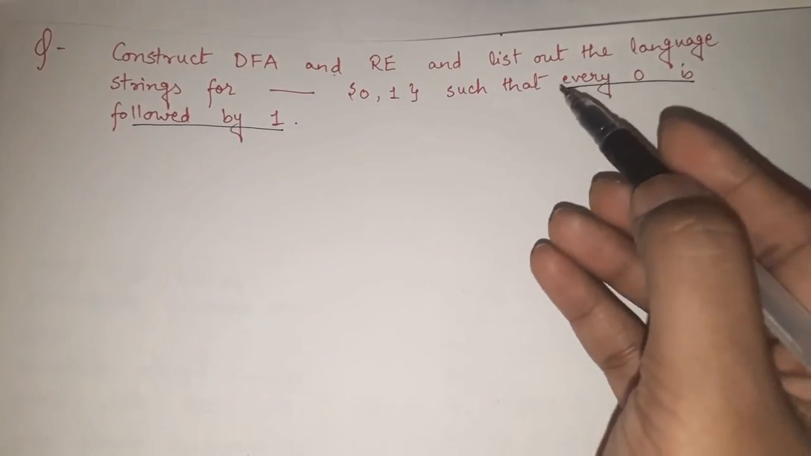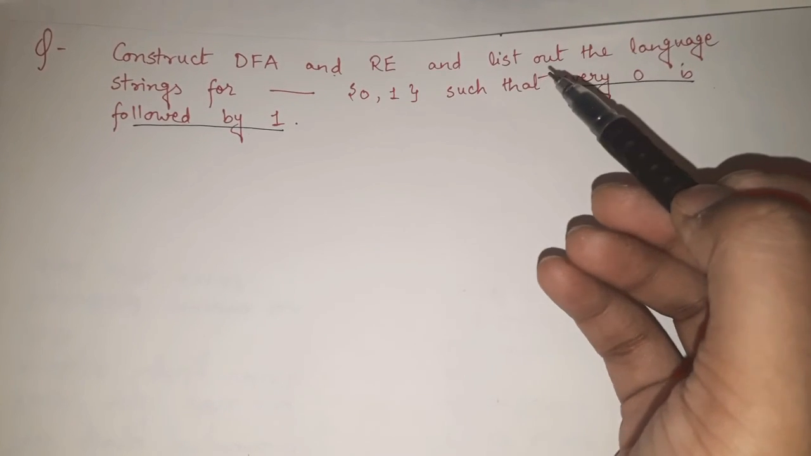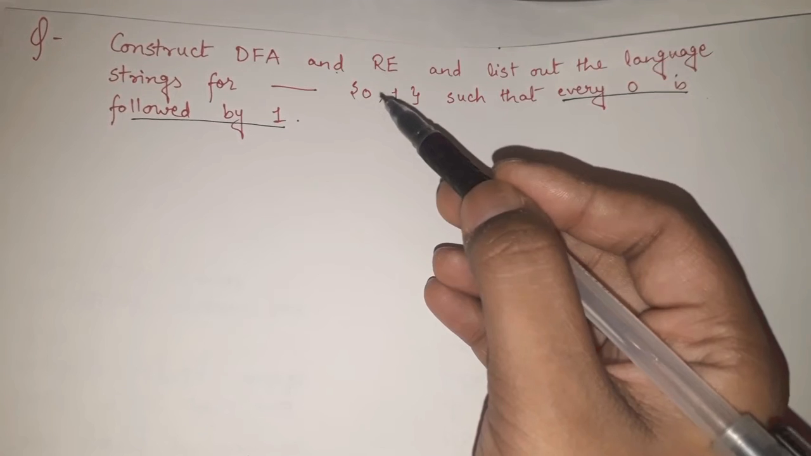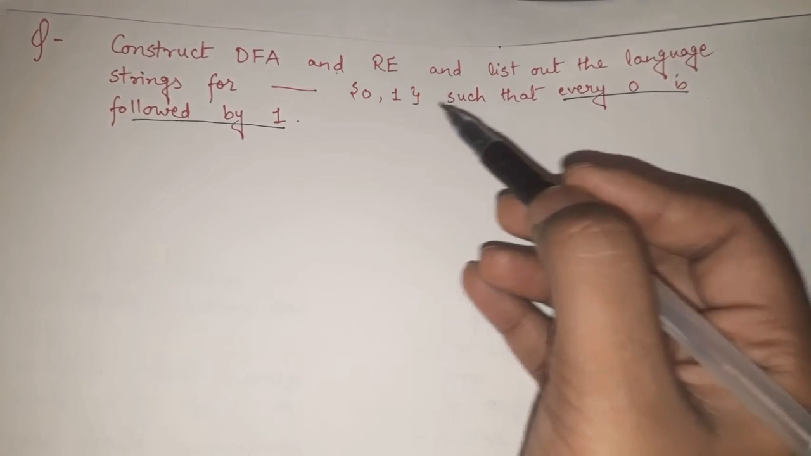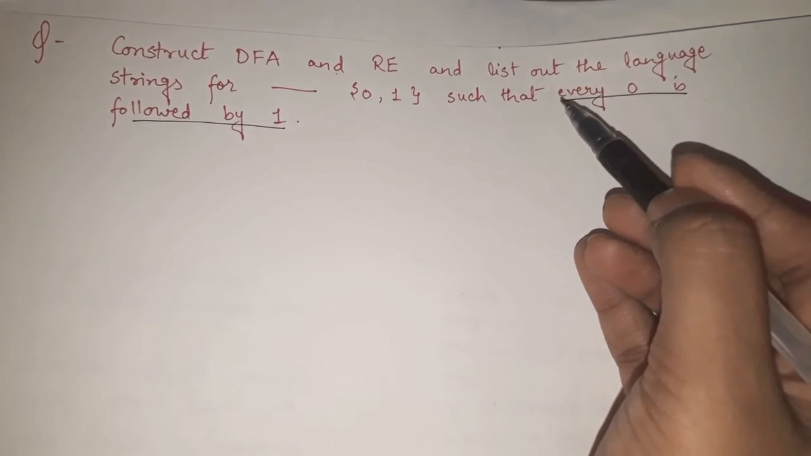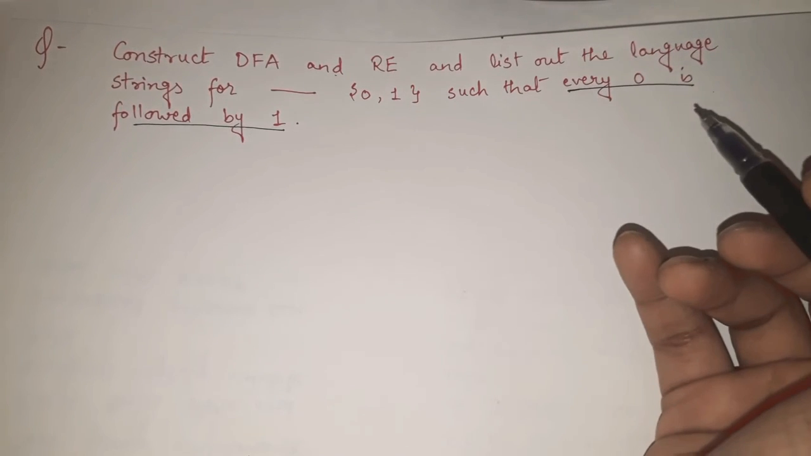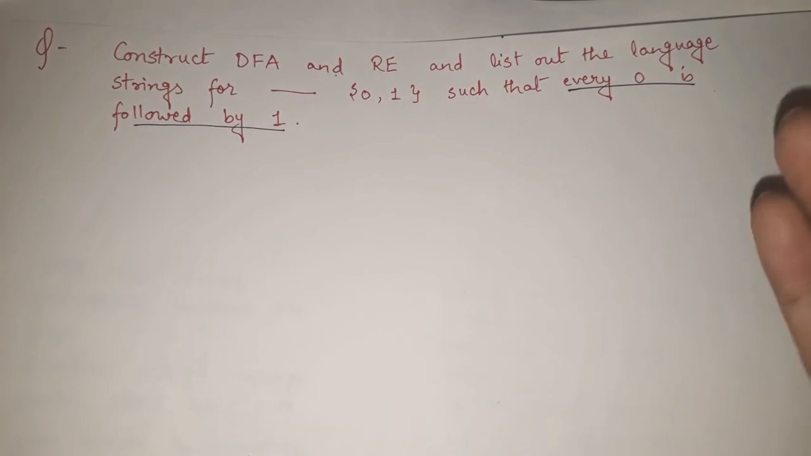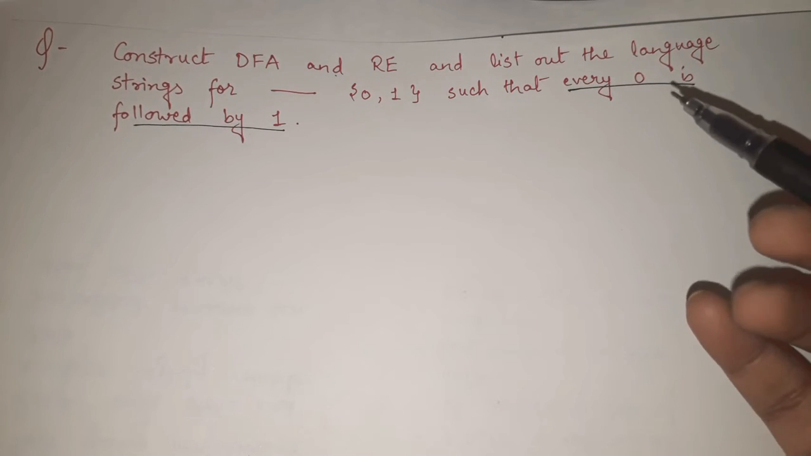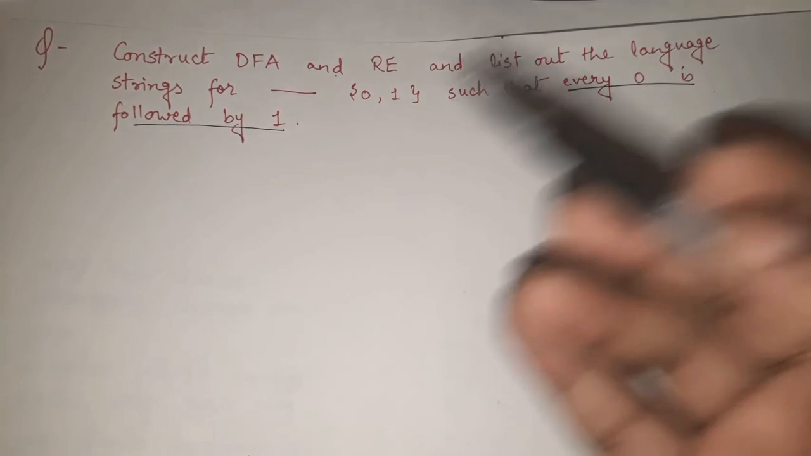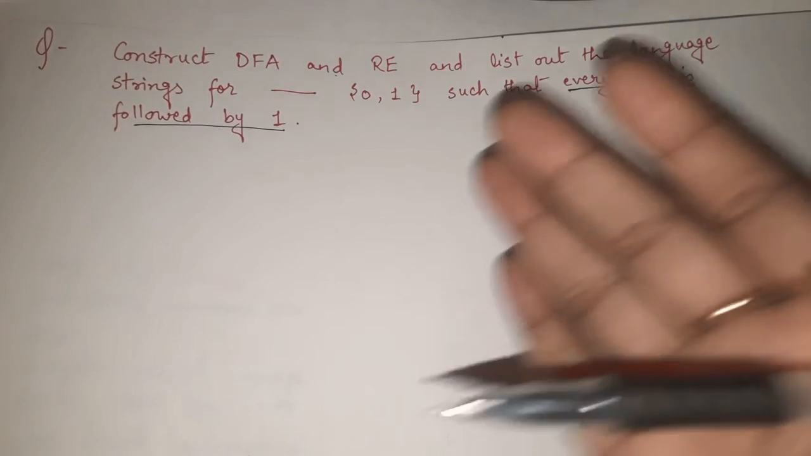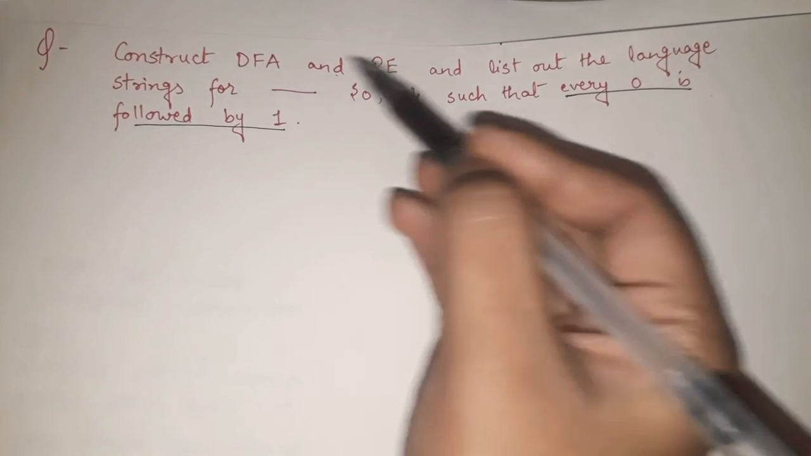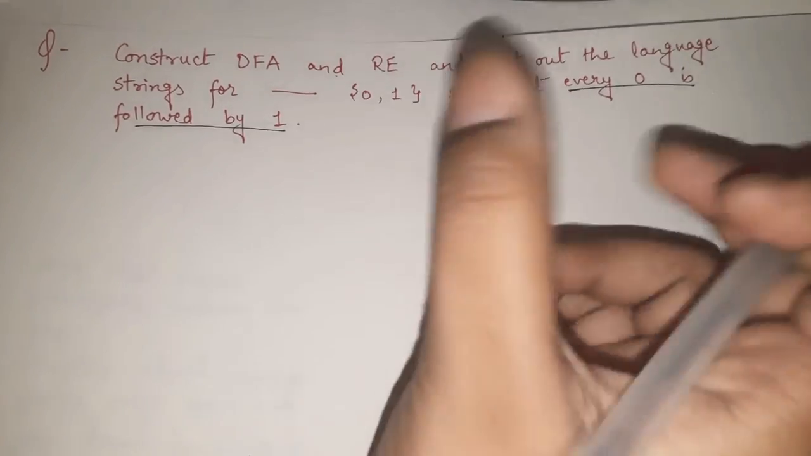So see, the language given to us is over 0 and 1. This is the set of letters we have, 0, 1, and what is given is that every 0 is followed by 1. It means whatever our language or set of strings will be, in all the strings the condition that should be satisfied is that every 0 should be followed by 1. This is the simple condition given to us. So now 3 things are asked: DFA, RE, and list out the language strings.